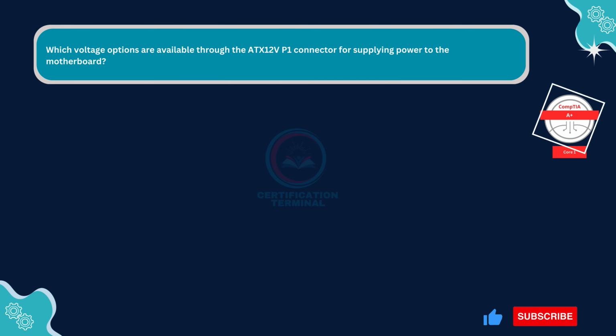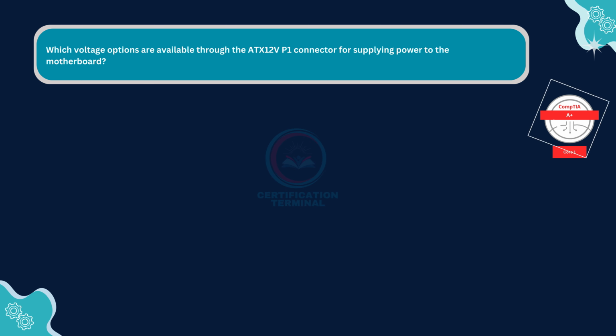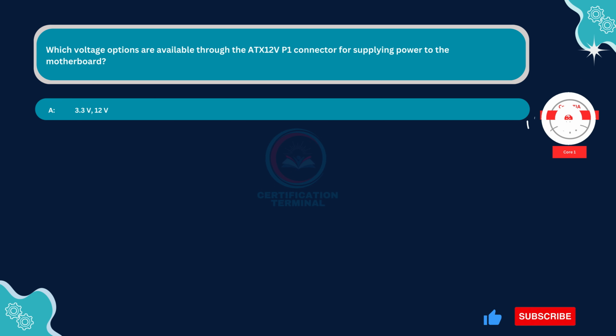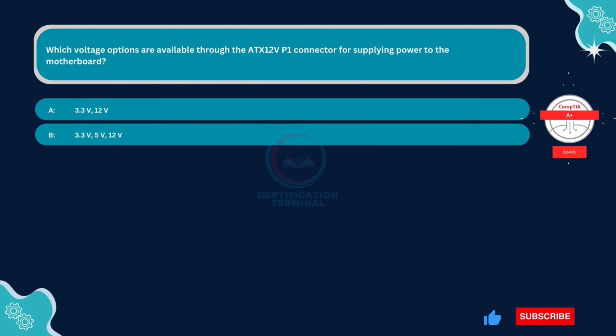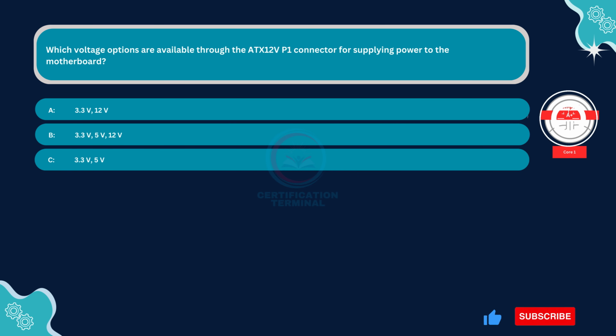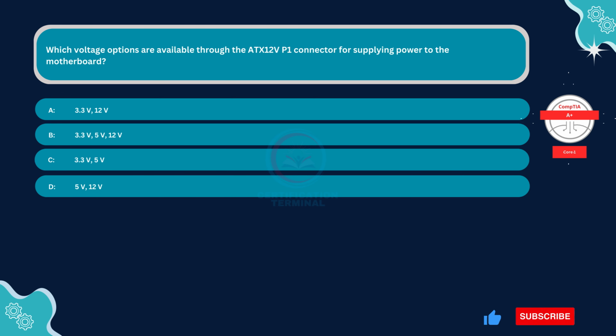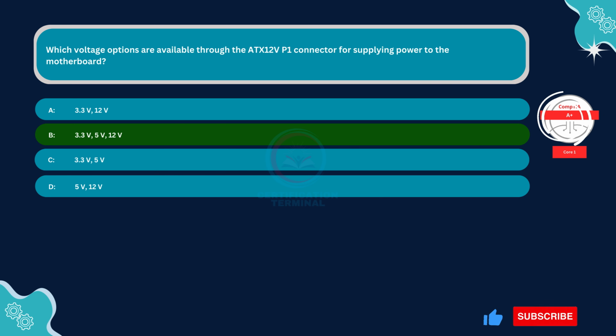Next question. Which voltage options are available through the ATX12VP1 connector for supplying power to the motherboard? Option A, 3.3 volts and 12 volts. Option B, 3.3 volts, 5 volts and 12 volts. Option C, 3.3 volts and 5 volts. Option D, 5 volts and 12 volts. The correct answer is Option B, 3.3 volts, 5 volts and 12 volts.